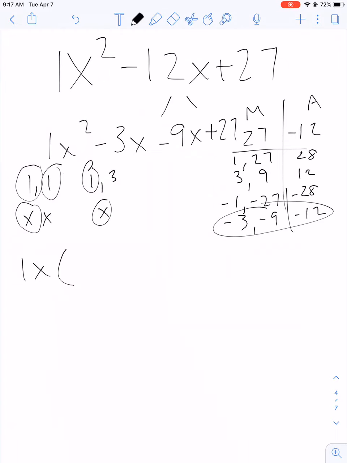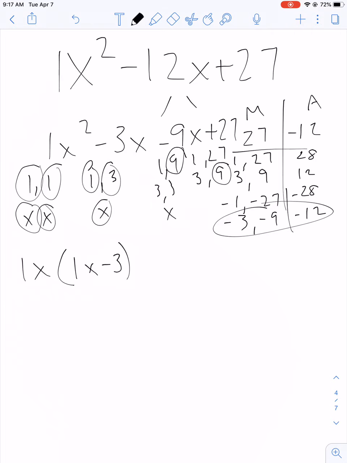Left over is 1x and -3. Alright, 9 is 1 times 9, or 3 times 3. 27 is 1 times 27, or 3 times 9. This is 9x. This is just 27. So the biggest is 9.